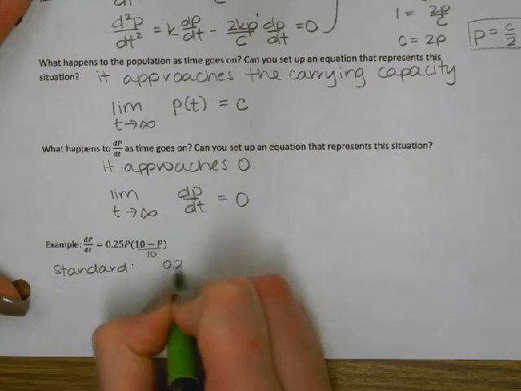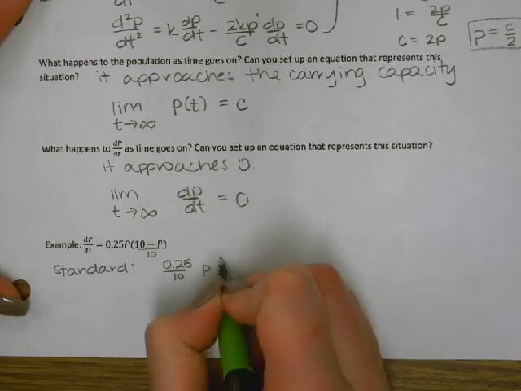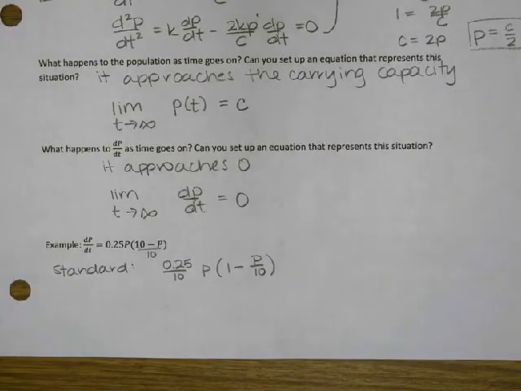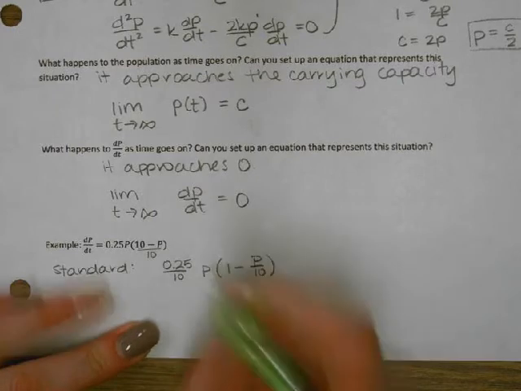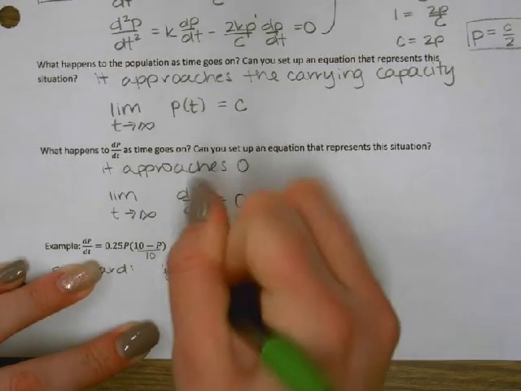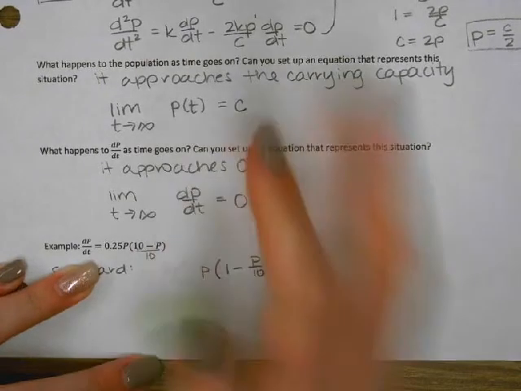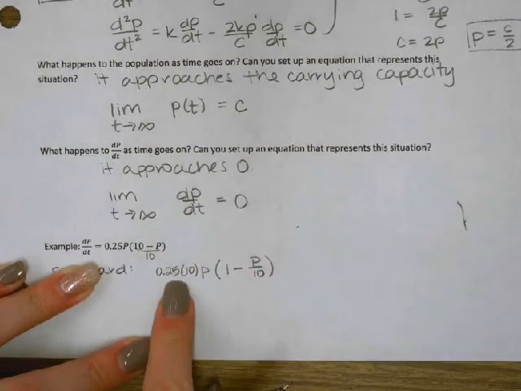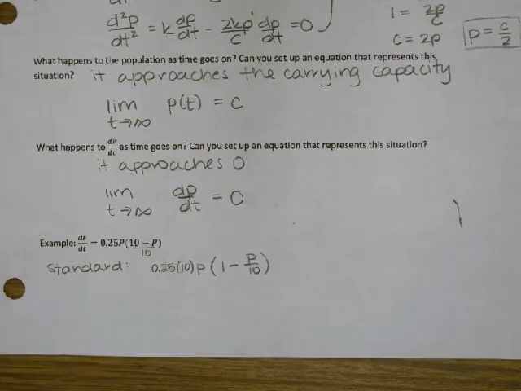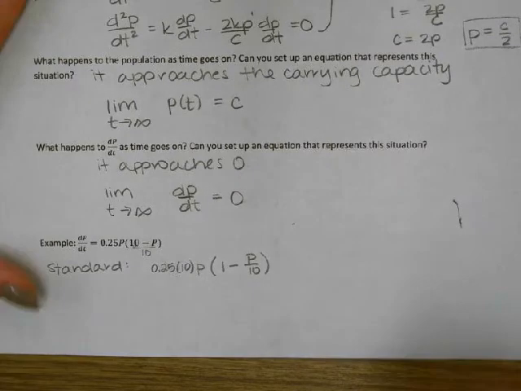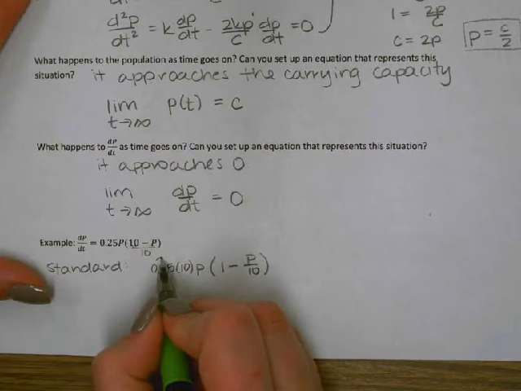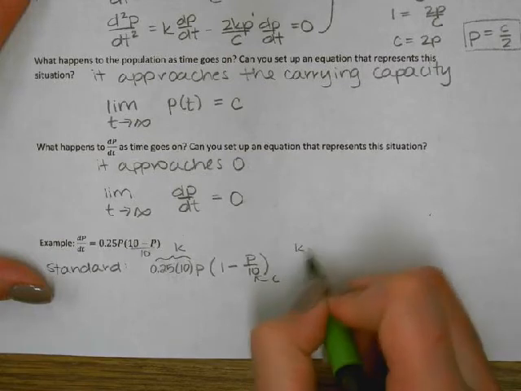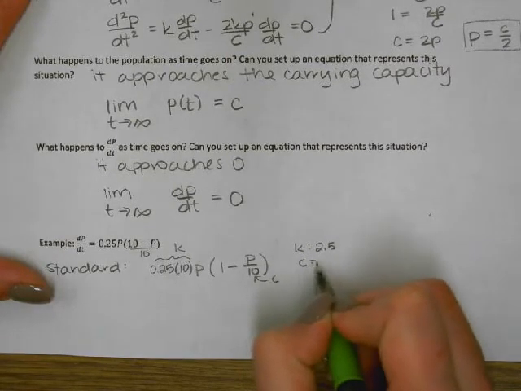is going to be 0.25 divided by 10, P times (1 minus P over 10). And not divided by 10 out here. We would have divided by 10 inside the parentheses, so that means outside the parentheses we would have been multiplying by 10. So that would be 0.25 times 10. And I'm going to go ahead and write it there like that, so that if I look at my notes later, I can see what I did there. So this value right here is the k value, and that value right there is the c value. So k is 2.5, and c is 10.